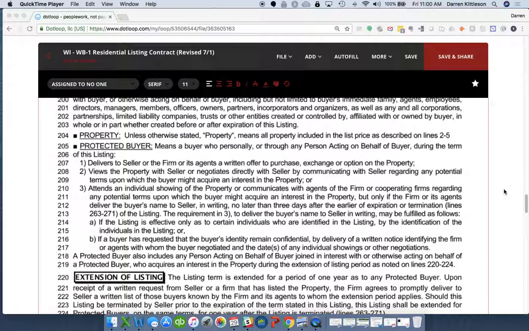The requirement in number three to deliver the buyer's names to the seller in writing may be fulfilled as follows. One, if the listing is effective only as to certain individuals who are identified in the listing by identification of the individual, or if a buyer has requested that the buyer's identity remain confidential, by delivery of a written notice identifying the firm or the agents with whom the buyer is negotiating and the dates at which they are negotiating.